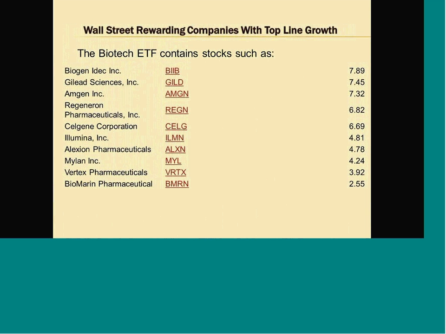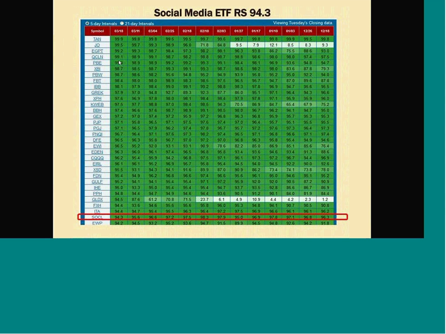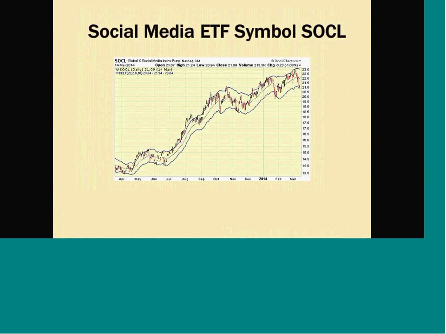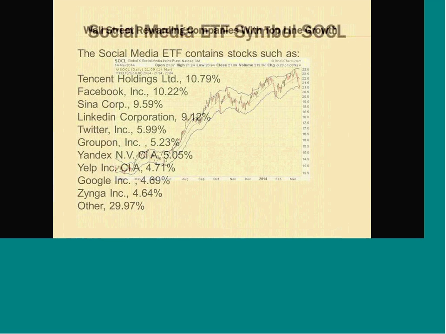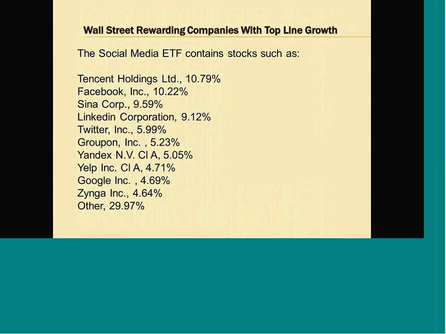Here's another one, the social media ETF, and that currently has a relative strength reading of 94.3. And price chart for social media. And here's some of the components: Tencent Holdings, that's a Chinese social media stock, Facebook, Sina, LinkedIn, Twitter, Groupon, Yandex. So these are the type of stocks that have been performing well, and that's reflected in their sector relative strength. So these are the sectors we want to focus on.